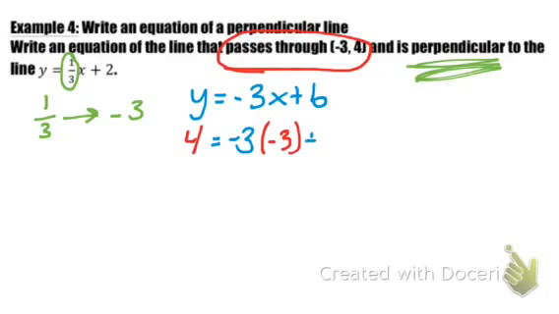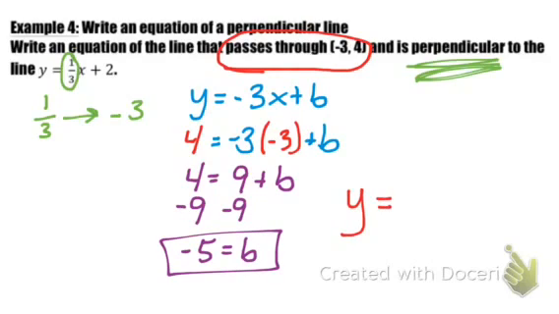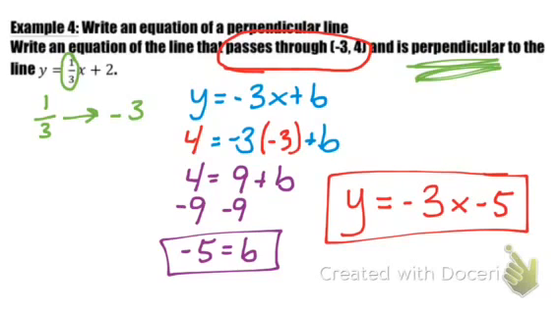So we substitute what we know: 4 is y, and negative 3 is our x. So we have 4 equals negative 3 times negative 3 plus b. Simplify the equation, and now we're solving for b. Subtract 9 from both sides. And now our y-intercept is negative 5. So our equation is y equals negative 3x minus 5. This line that is boxed in red is perpendicular to y equals 1/3 x plus 2, and it passes through (-3, 4).